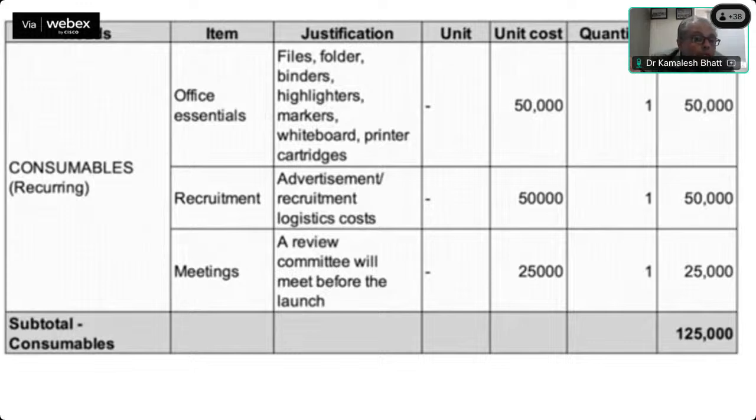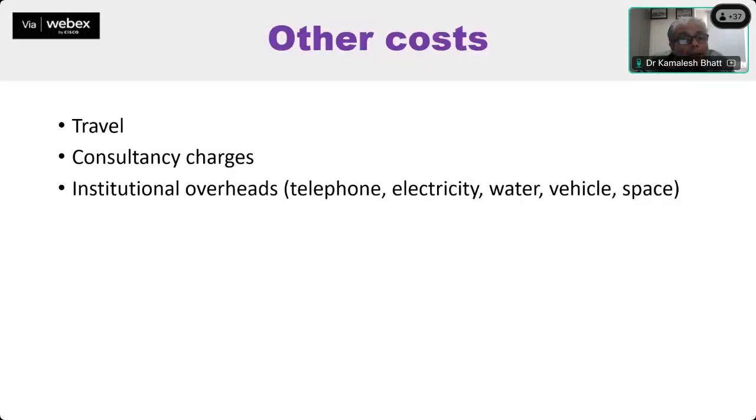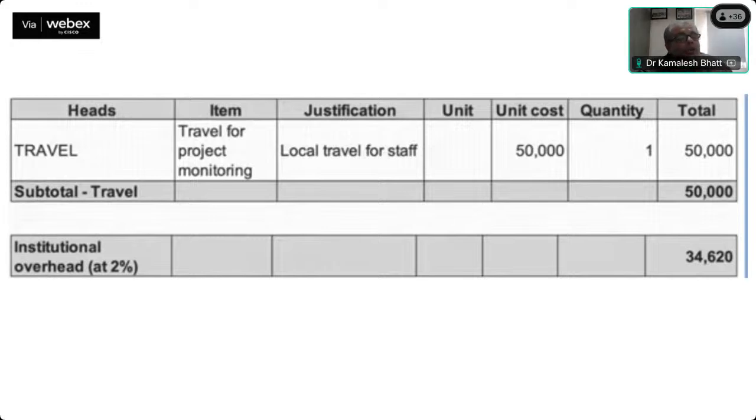Consumables, again another cost is recruitment. For the recruitment of the HR, for recruitment of any other personnel, you want to do the advertisement, logistic cost for that. For meeting, you write the justification. So all these will come under consumables. And the other cost for the travel, cost for the consultancy, and most important, institutional overheads. You are using the space, the area, the telephone, electricity, water, vehicle, everything of the institute. So you have to highlight the institutional overhead in your budget also. And many institutes in their SOP have mentioned that it ranges from 2% to 5% as an institutional overhead. Okay.